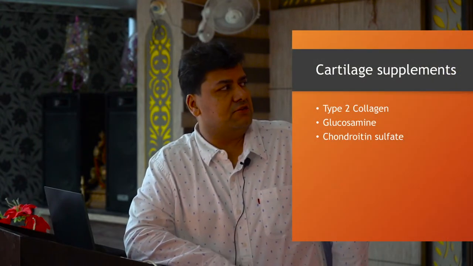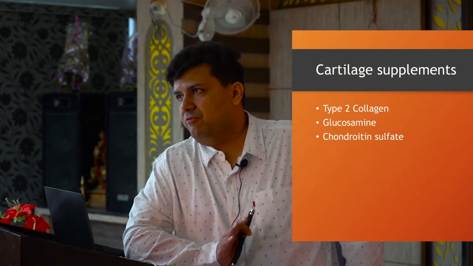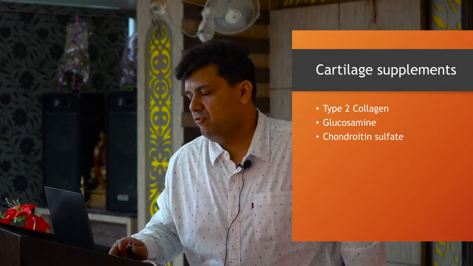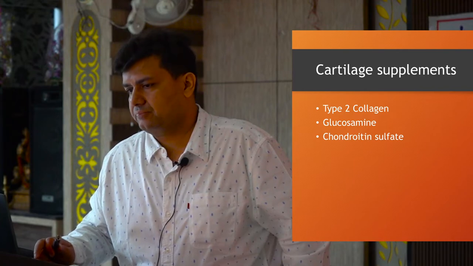In the latest American Academy recommendation, naproxen is shown to be the most effective drug for pain in osteoarthritis. The American Academy in 2021 had a paper published and they have said that naproxen has the highest efficacy among all the painkillers for osteoarthritis of the knee.